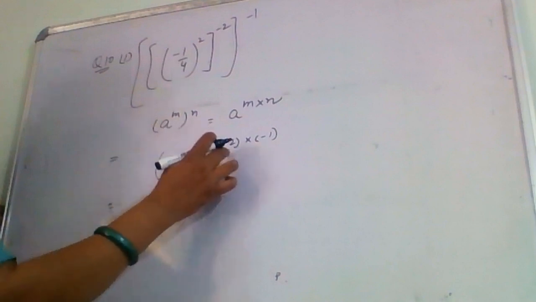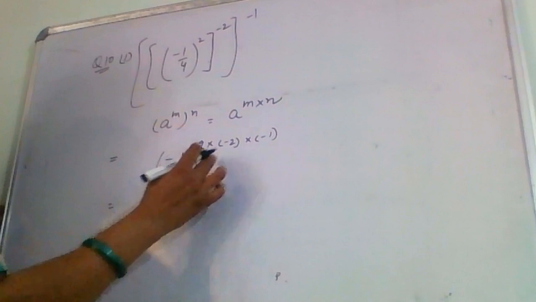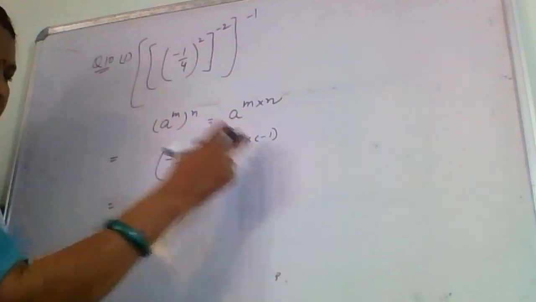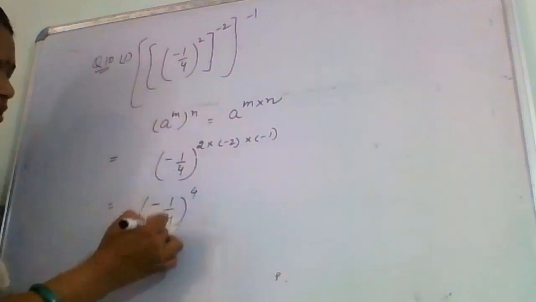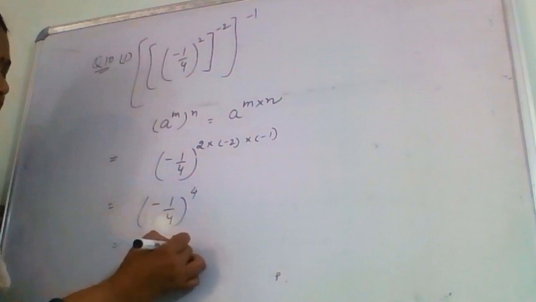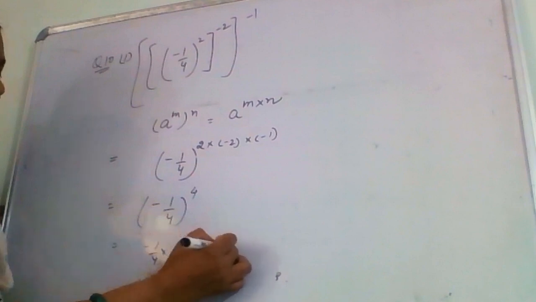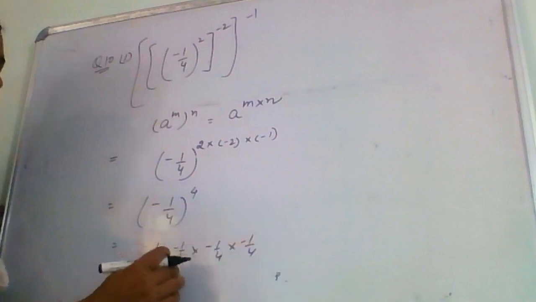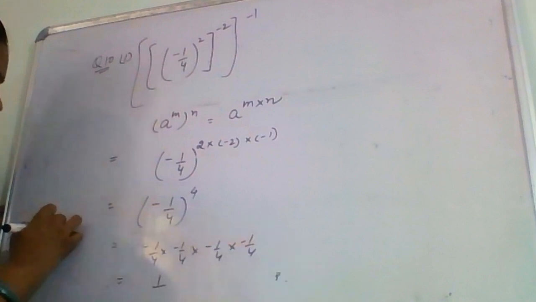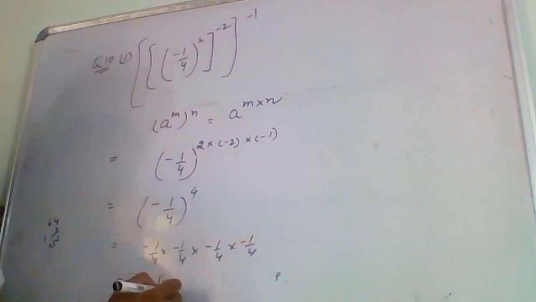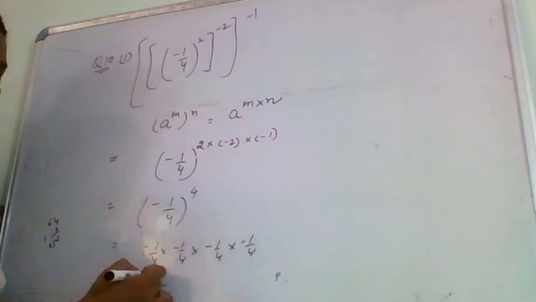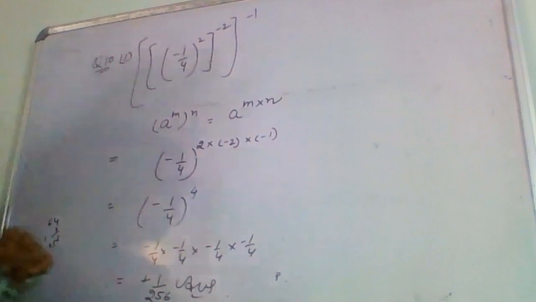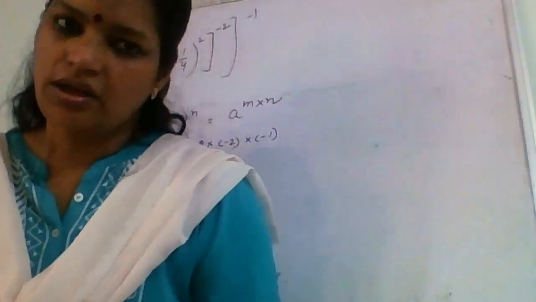So this can be written as (minus 1 by 4) to the power 4. And what about the sign? Two negative numbers are there, so positive. Now do minus 1 by 4, minus 1 by 4, minus 1 by 4, minus 1 by 4. So 1 by 4 fours are 16, 64 and 256. And then it is plus. So this is how students you will be doing this question.